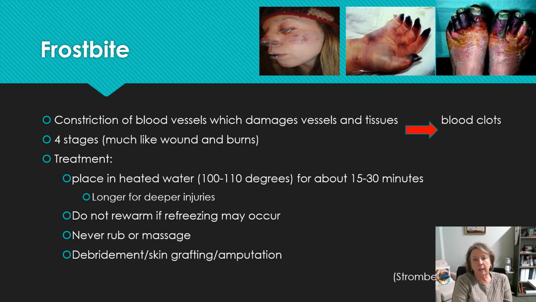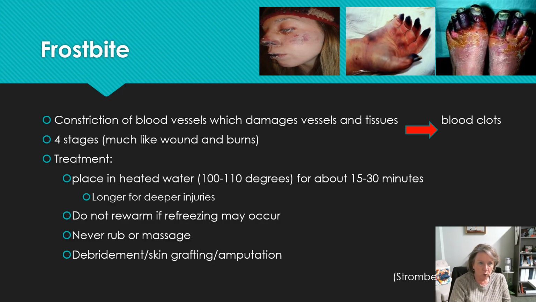So frostbite can happen. These are some pretty gruesome pictures, but this is what it looks like. Frostbite is constriction of blood vessels, which damages vessels and tissues, which leads to blood clots. And then the clots occlude blood flow. There are 4 stages, much like wounds and burns.